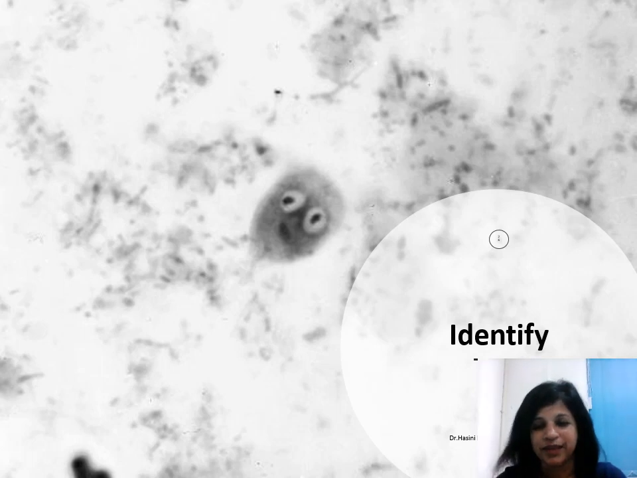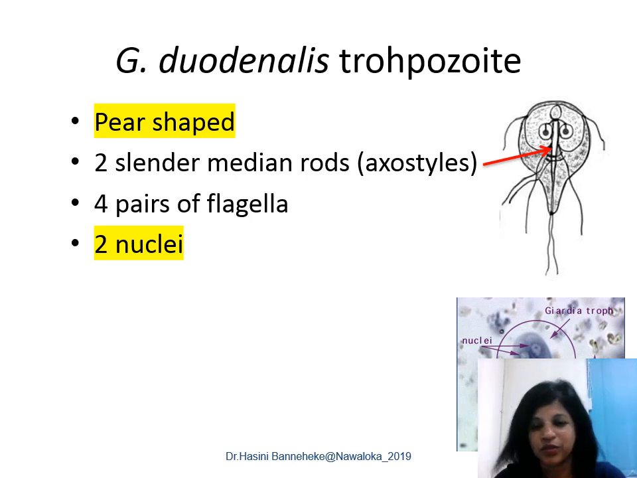So this is another parasite present in fecal samples. Again, this is quite peculiar. It has a peculiar appearance, so it's quite difficult to go wrong in identification. What was shown to you was Giardia duodenalis or Giardia intestinalis. It was earlier called Giardia lamblia. Now this is the Giardia duodenalis trophozoite.